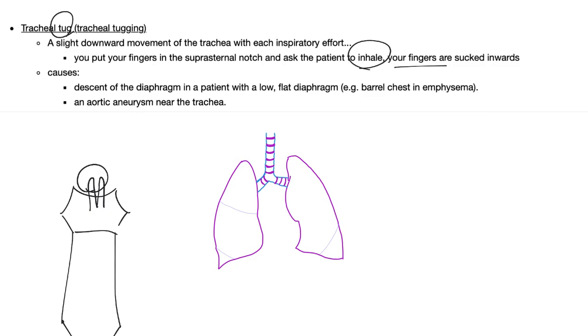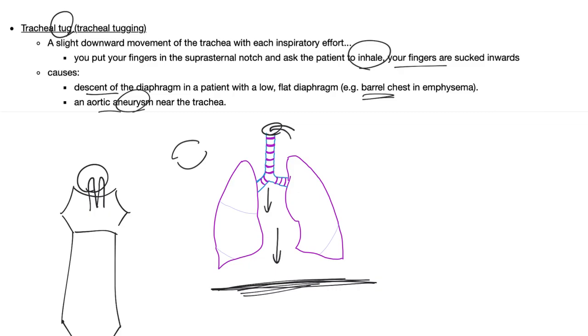Where do they go? Causes. Descent of the diaphragm to a very low level called flat diaphragm. Let's say you have a barrel chest and emphysema. This diaphragm is going to pull everything downwards, including the trachea, especially during breathing or inhaling. So your fingers are going to sink in. Another thing is aortic aneurysm. It's pulsating. Pum, pum. When it pulsates, positive pressure. When it depulsates, or in the diastole, it's going to be negative pressure. And negative pressure sucks stuff.